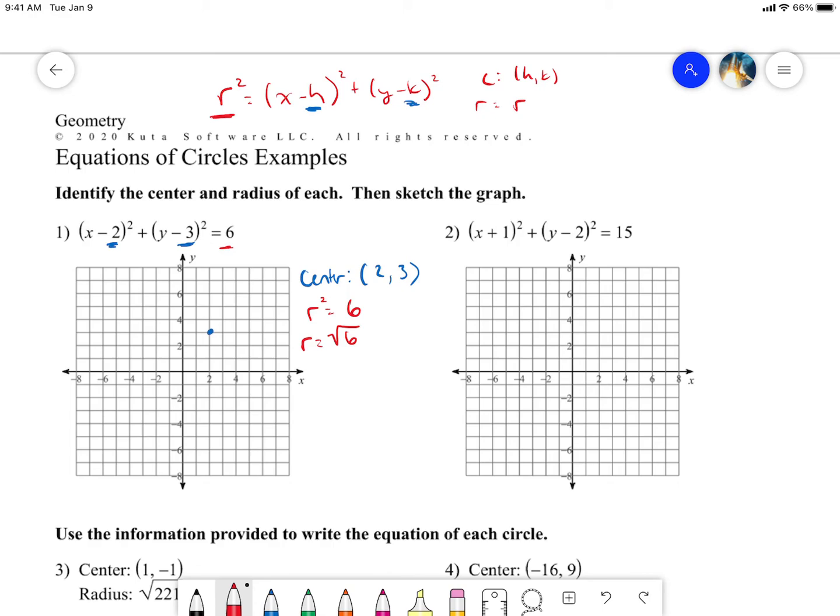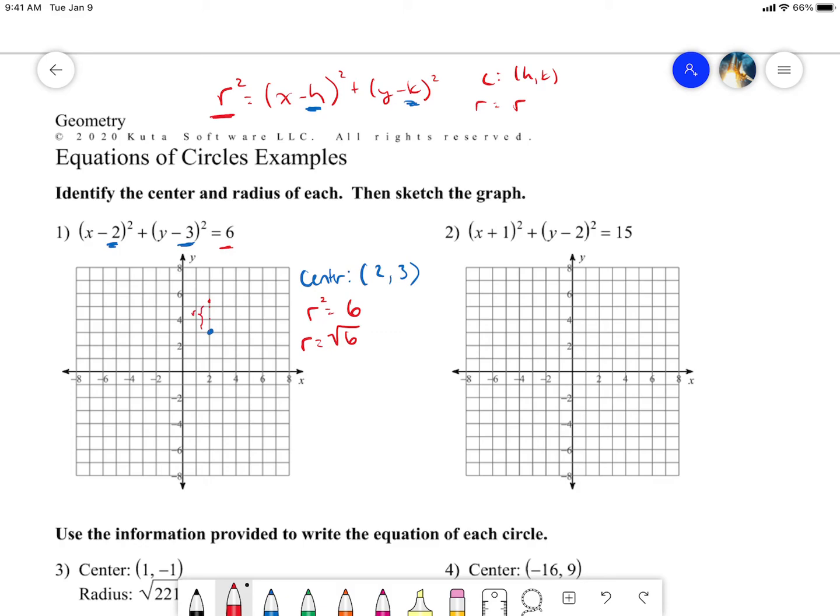Now you're probably going, how in the world am I supposed to sketch a circle in here that's got a radius of the square root of 6 with the center over here at (2, 3)? This is why I said sketch. So I know that the square root of 6 is somewhere between 2 and 3, because 2 squared is 4 and 3 squared is 9. So I'm just going to put a point somewhere around between 2 and 3, and approximate this as my radius, which is the square root of 6.